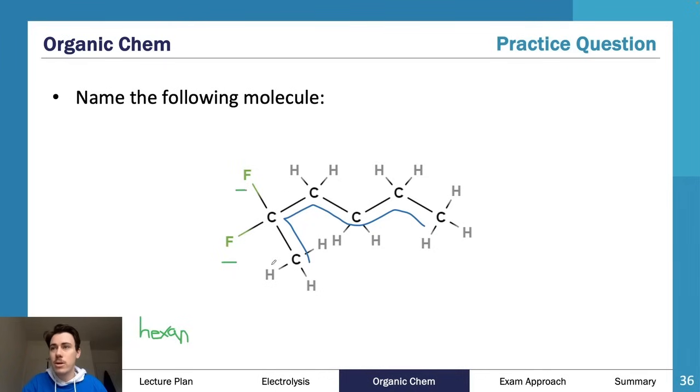For numbering priority, there's no other functional group, so I number from the closest carbon, therefore it's going to be 2. So there are 2 of them, so I need to go 2, 2, dash, fluoro, hexane. Now, have I done everything right? I've got a dash, I've got a comma between my 2 numbers.